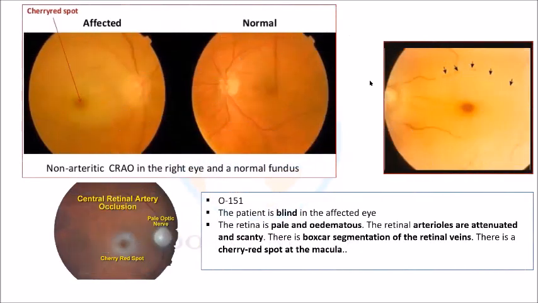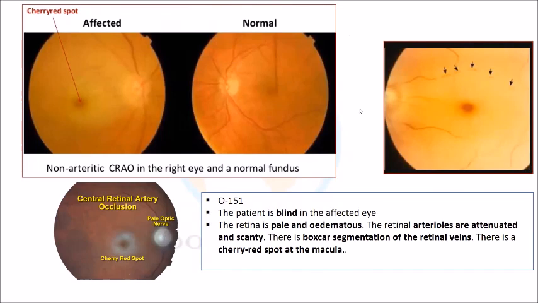That means CRAO. So the basic information is given in the slide, very helpful information for you. This is central retinal artery occlusion, and the disc is abnormal, a little pale, right? A little pale. Yes. And a normal fundus is compared on the right side.